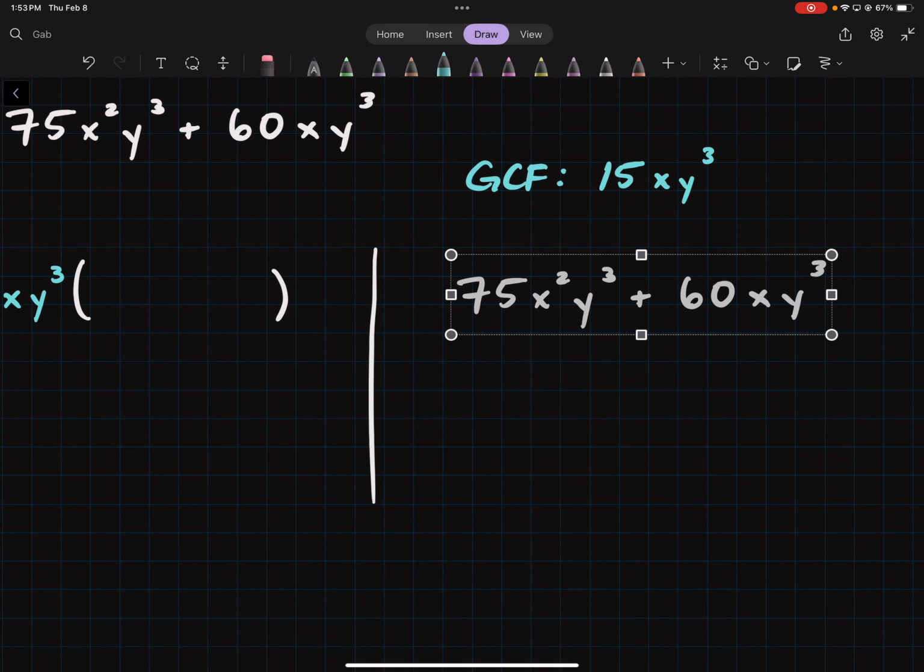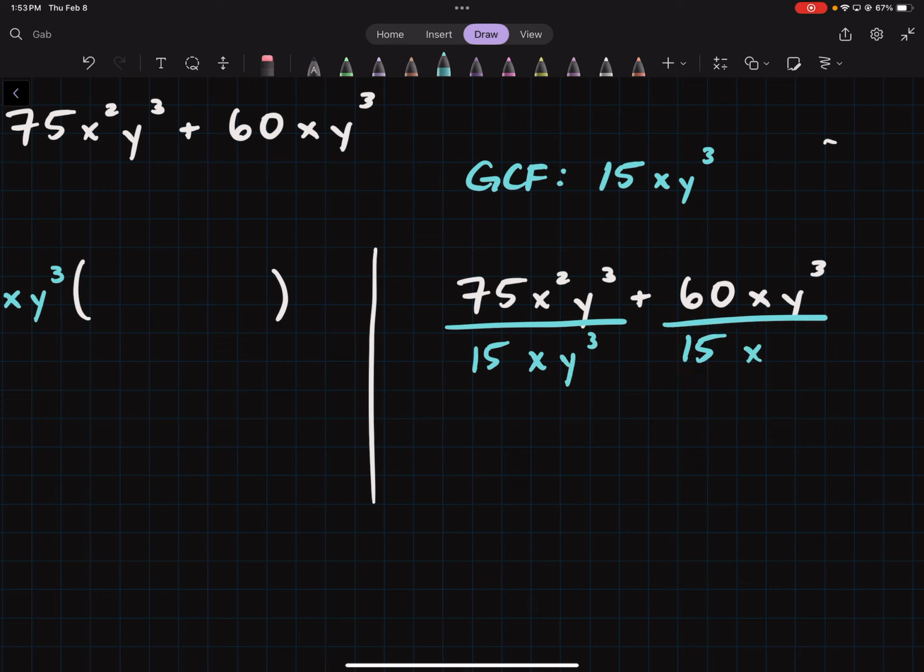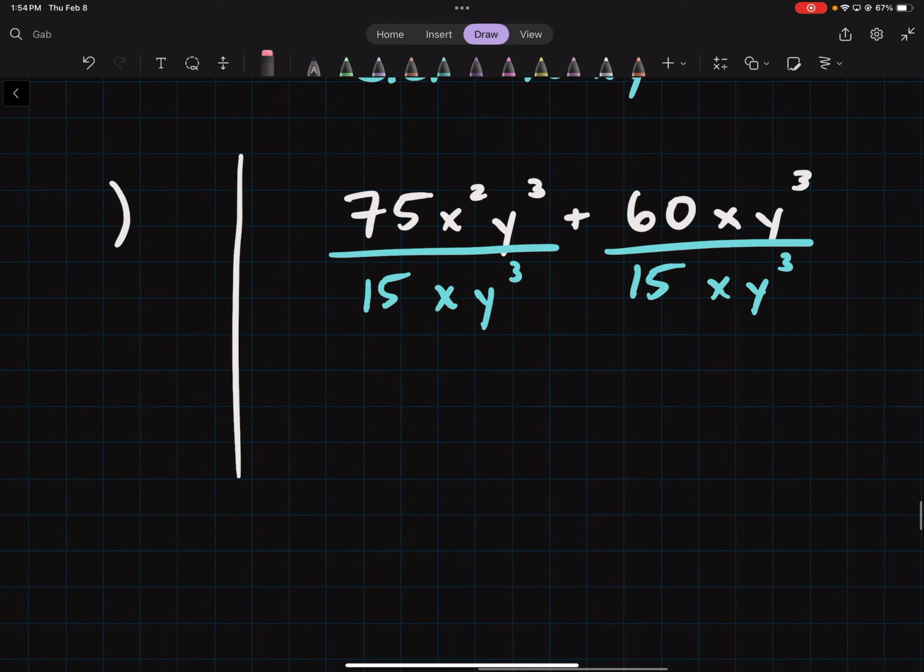Okay, and then you have to divide everything by your GCF, right? Yes. So divide everything by 15xy cubed. Okay. So 75 divided by 15. What is that? 5. Okay, x squared divided by x, what's left? Just x. And then the y to the third and y to the third, they're gone.